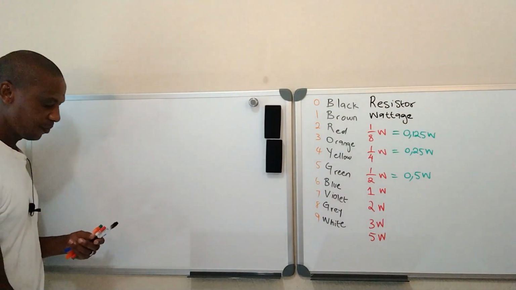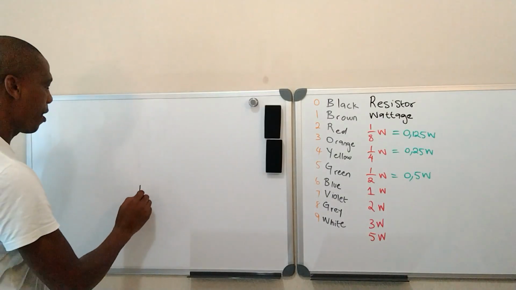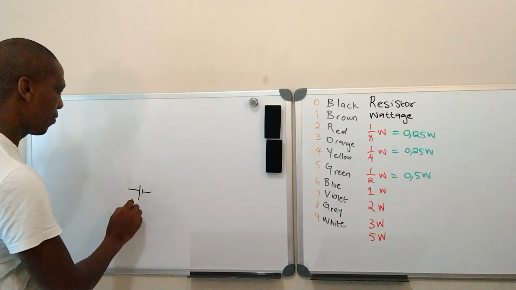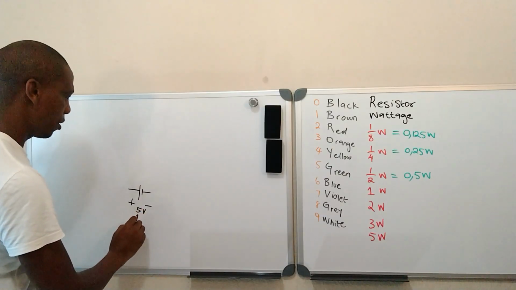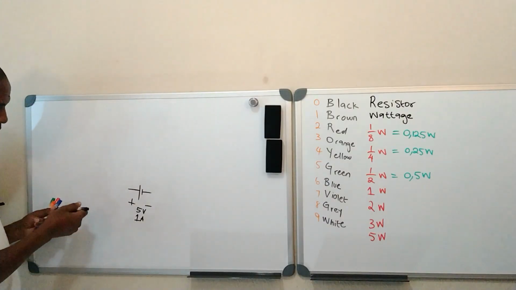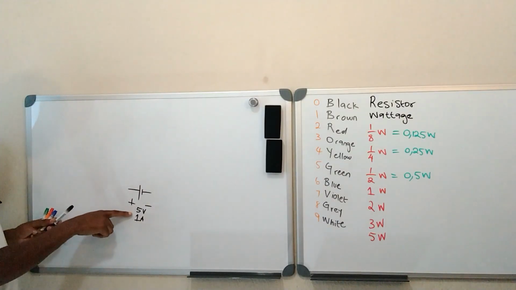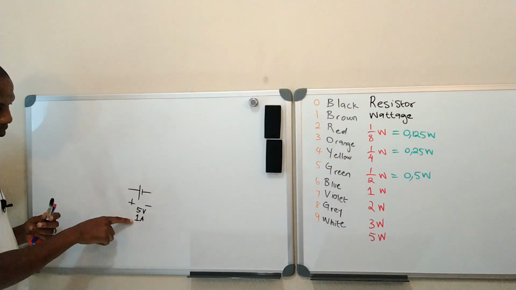You already know. Today, we will talk about how to determine the value of a resistor to drop the voltage and limit the current in a circuit. Yes, sir. What is this? Voltage. With the rating of 5 volt and 1 amp.